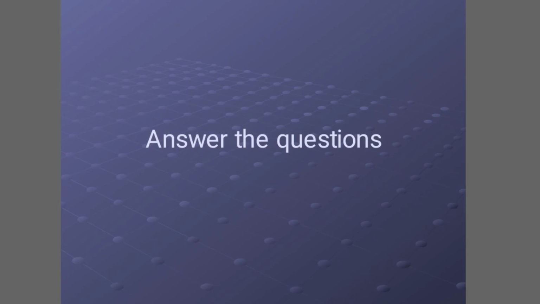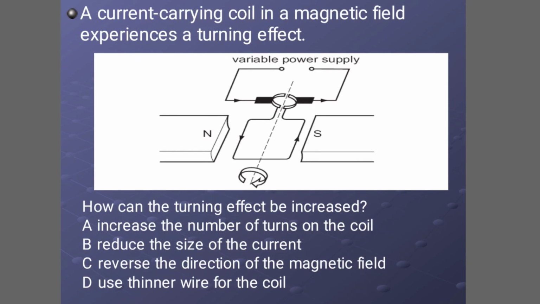Here are some of the questions regarding the topic. Let us take a north and south pole, and in between we place a split ring and a rectangular conductor, and a current carrying coil in a magnetic field experiences a turning effect. As I said, the question is how the turning effect can be increased. Let it be the question, and if any one of you knows the answer, please put it in the chat box. Then go to another question.